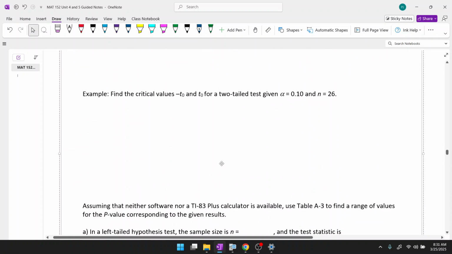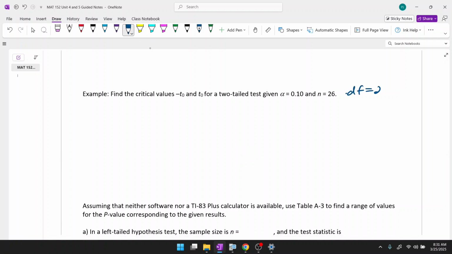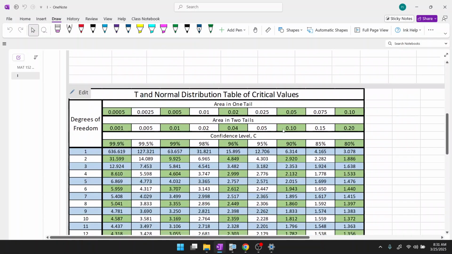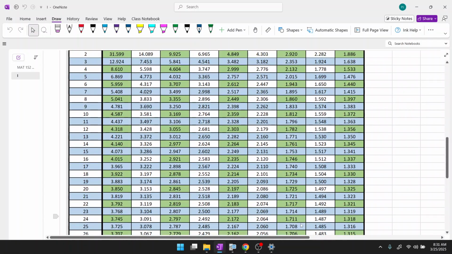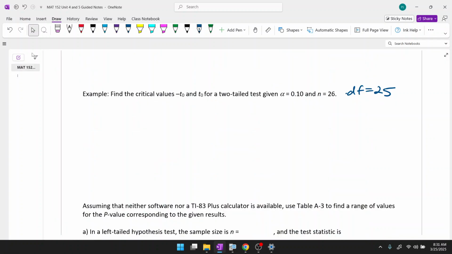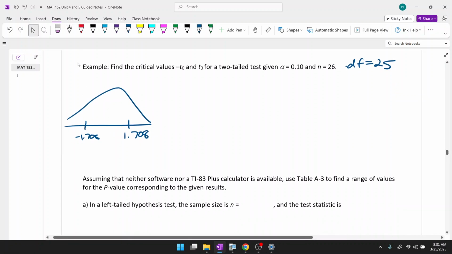So if we want to find the critical values here, this is a two-tailed test, so degrees of freedom is going to be 25 here. So alpha will be 0.10, and with 25 degrees of freedom, it's going to be 1.708. And since it's two-tailed, you would do positive and negative 1.708. Now, the purpose of critical values, it's going to come back to us again when we get into the meat of the hypothesis testing.